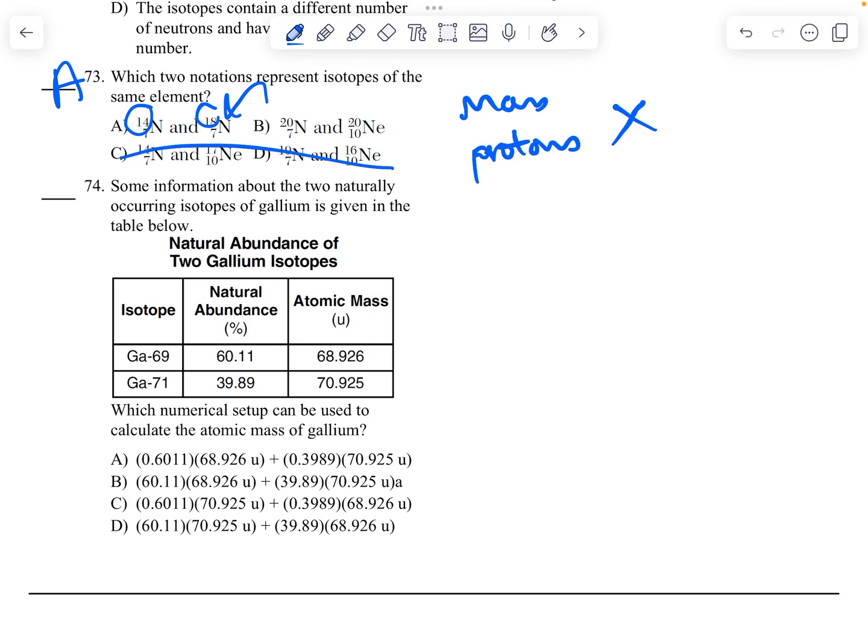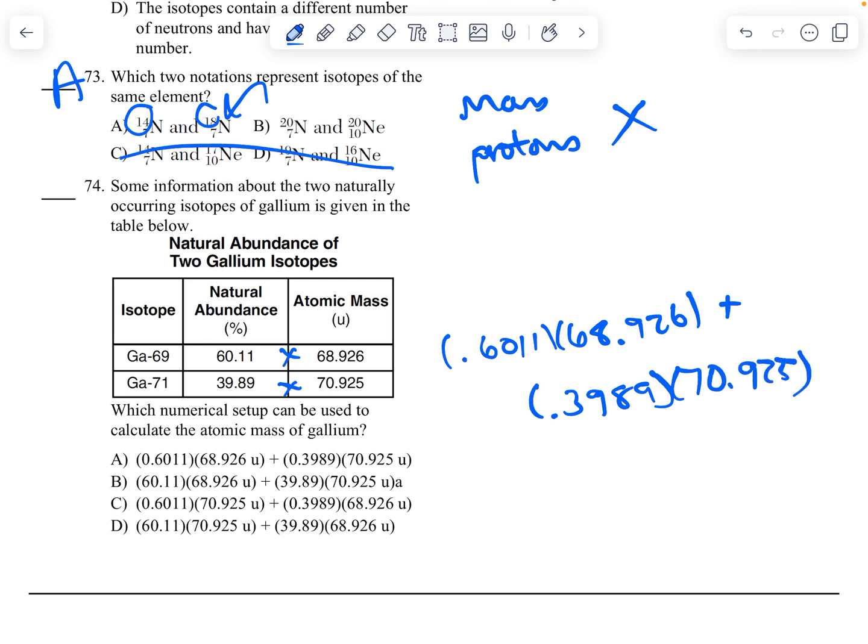All right, average atomic mass. This formula is unfortunately not on the reference table, but all you're going to do is multiply these together and add them to these multiplied together. But percentages are multiplied by 100, so we just need to take those out. We divide by 100. So 60.11 divided by 100 is 0.6011, multiplied by 68.926, added to 0.3989 times 70.925. So that would be A.